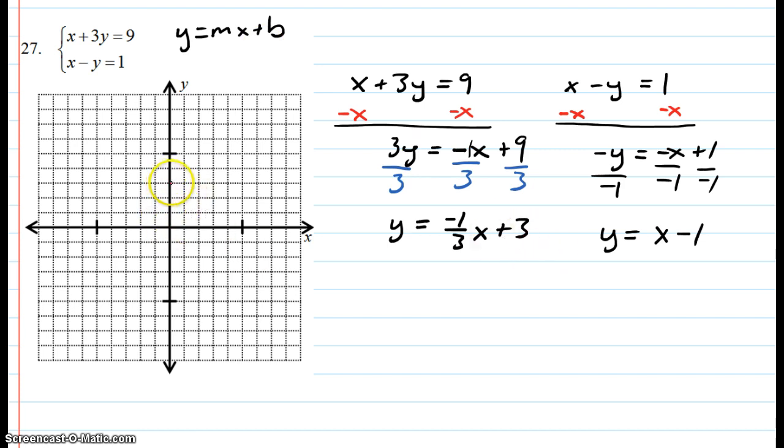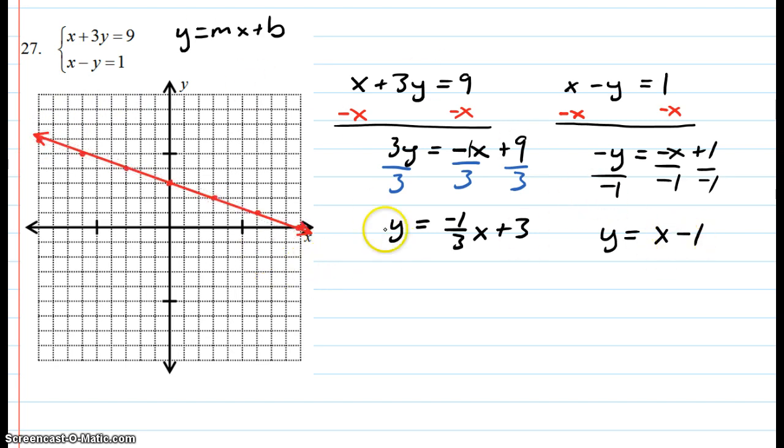So we go up to 3, draw a dot, and now we do our slope, down 1 over 3, and go the other way, up 1 to the left 3, and let's draw our line.